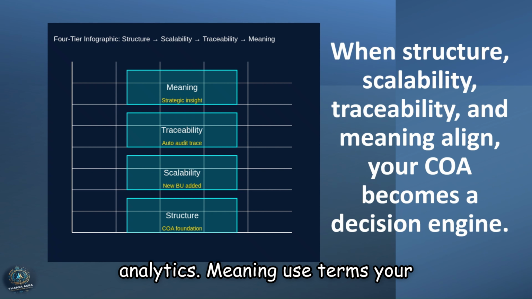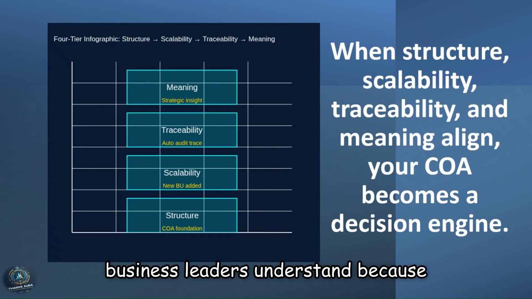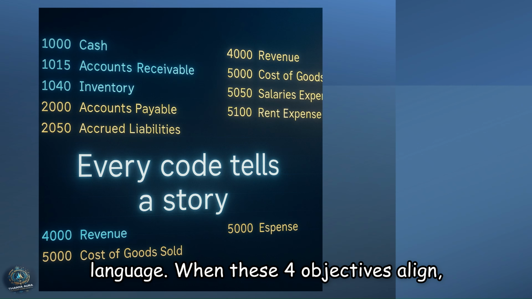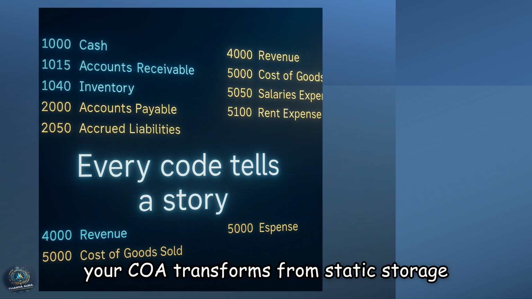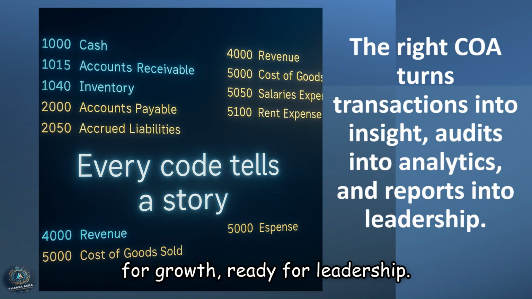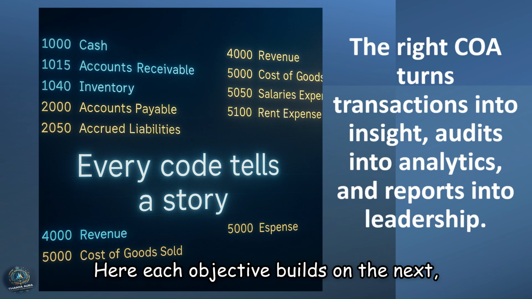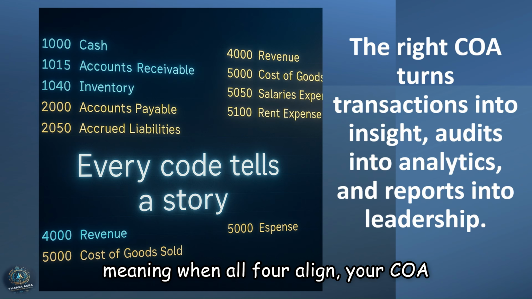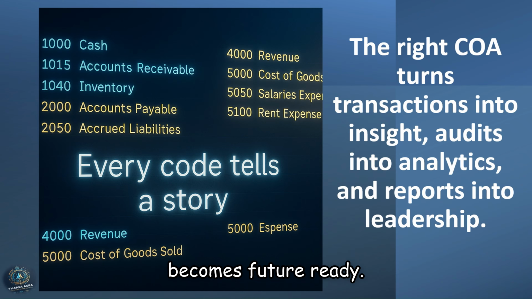Meaning, use terms your business leaders understand. Because faster decisions come from clearer language. When these 4 objectives align, your COA transforms from static storage into a dynamic insight framework, ready for growth, ready for leadership. Here, each objective builds on the next, from order to growth, from data trace to meaning. When all 4 align, your COA becomes future-ready.